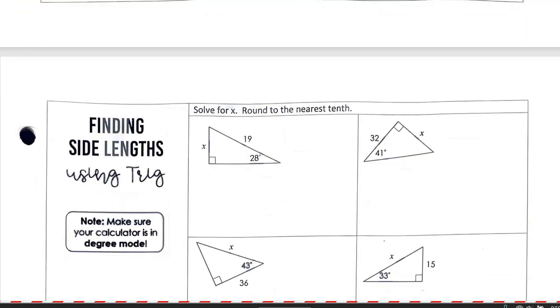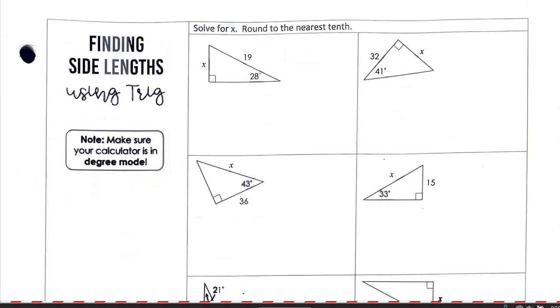Okay, so now let's talk about how we use this. We can use trigonometry to find side lengths. You'll see that we can't use the Pythagorean theorem here because we don't have a second side. We are missing two sides, but we have an angle and we have one side. So we're going to use these ratios and then use our calculator. The first thing is right here.